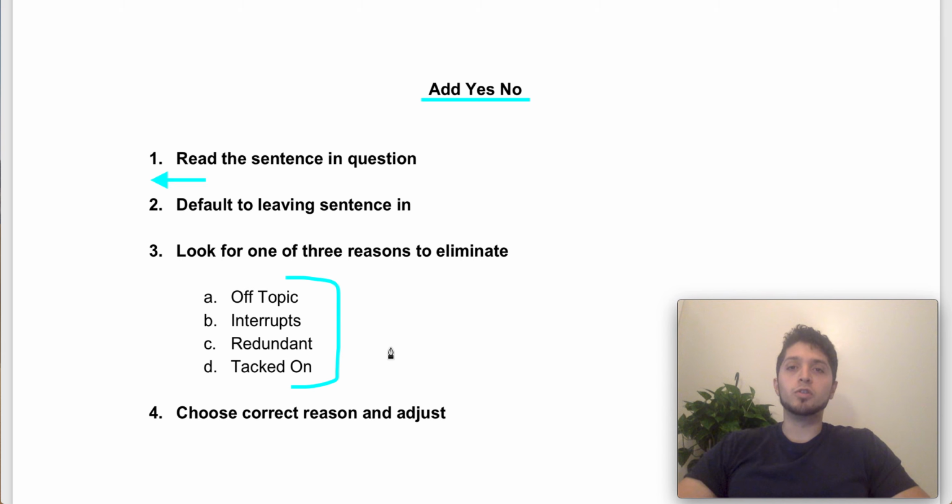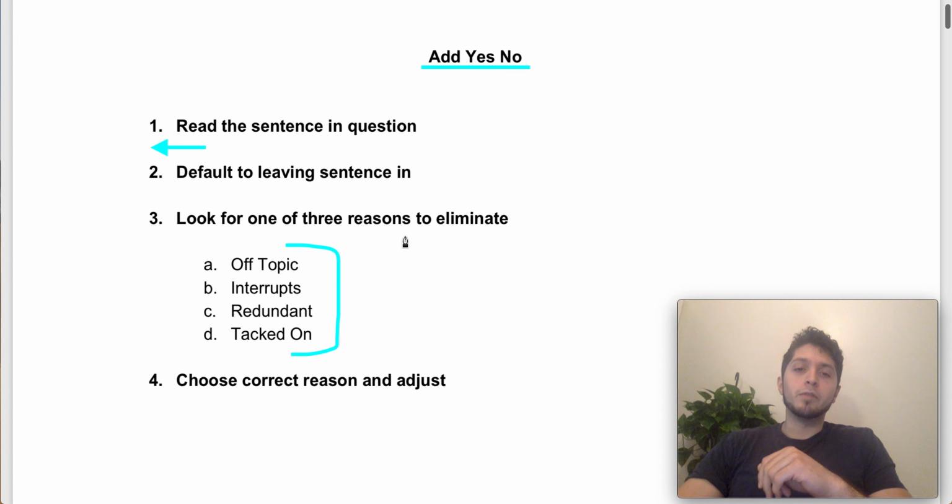The attitude that I think you should carry with you is like, I don't want to mess with your writing. You can write whatever you want, put whatever sentence in. If you think it sounds good, it sounds good. I'm only going to make a suggestion when I feel like you're doing something that's wrong, right? When you're stepping over the boundaries, or you're saying something that's off. So then for 3, we're going to look for one of 3 reasons to eliminate, right?